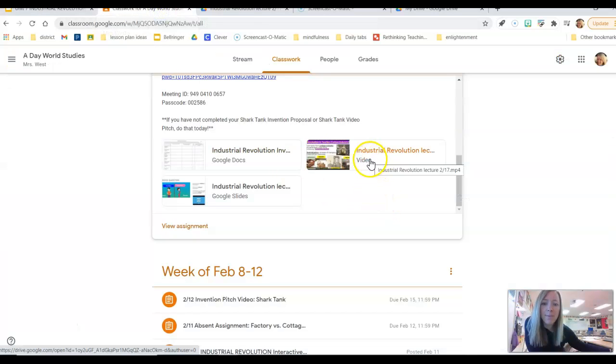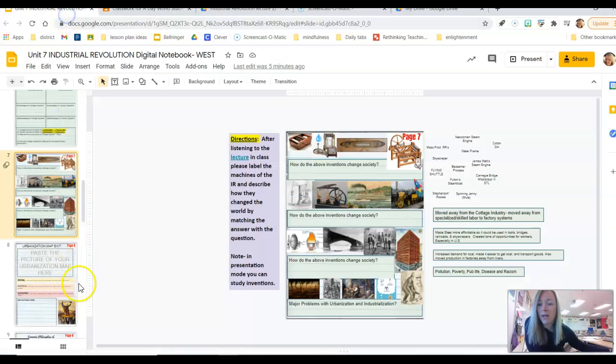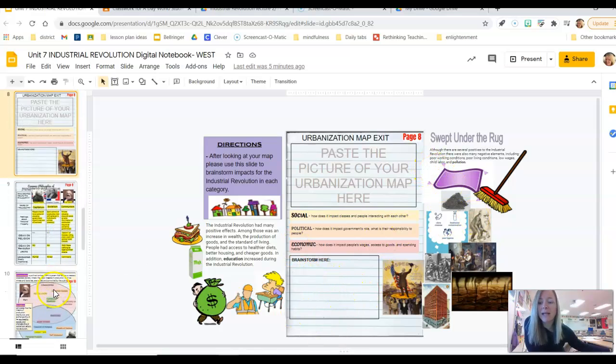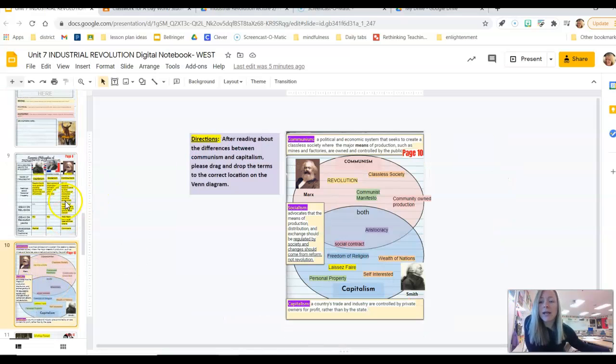So please click on that. If you would also like to just look at the slideshow itself, it's right here. All right, then once you're done with that, make sure that you have your brainstormed ideas about the impact of urbanization, whether it was good or bad for society. Please make sure you have some positives and negatives here. And then lastly, your economic philosophies.